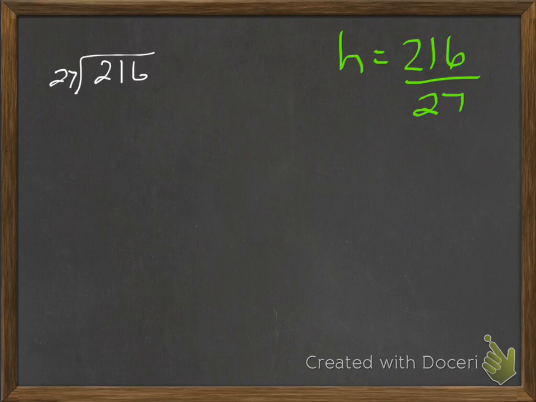So when you look at 27, you want to think about it as being 30. Okay, so think about it as 30, and then think about 216 as being somewhere around 200. So now you're really looking at 3 and 20. Well, I can multiply 3 times 6 and I get 18. I can multiply 3 times 7 and I get 21.